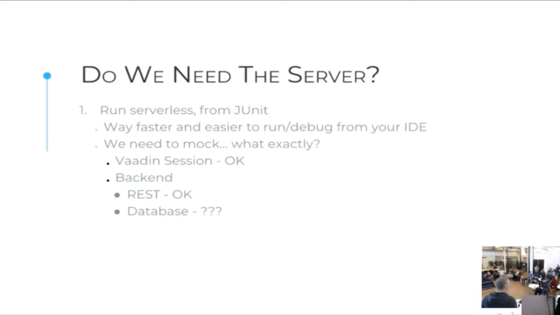Typically, the server connects to some kind of backend to fetch data. So if we have a REST backend, then it's easy, right? Because typically we use REST interfaces annotated with GET, and Retrofit provides an implementation of the client for them. So we can tell it not to use Retrofit, but to use the interfaces provided by us, mocked in a way that returns data that is proper for the test scenario in question.